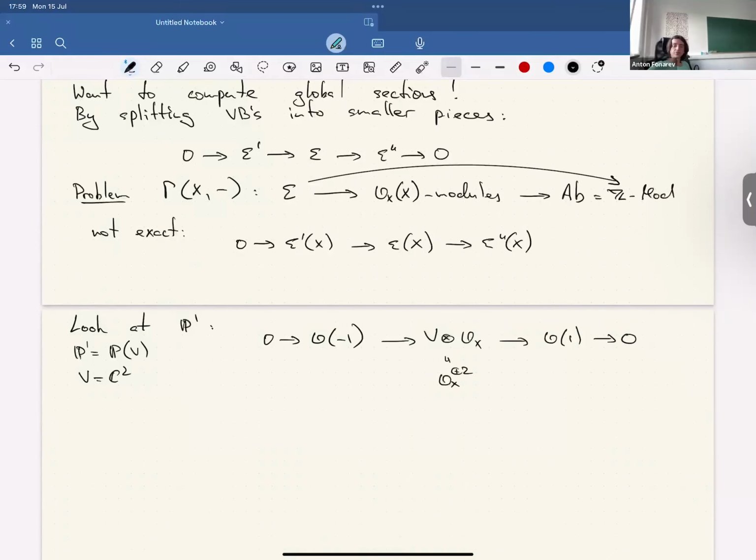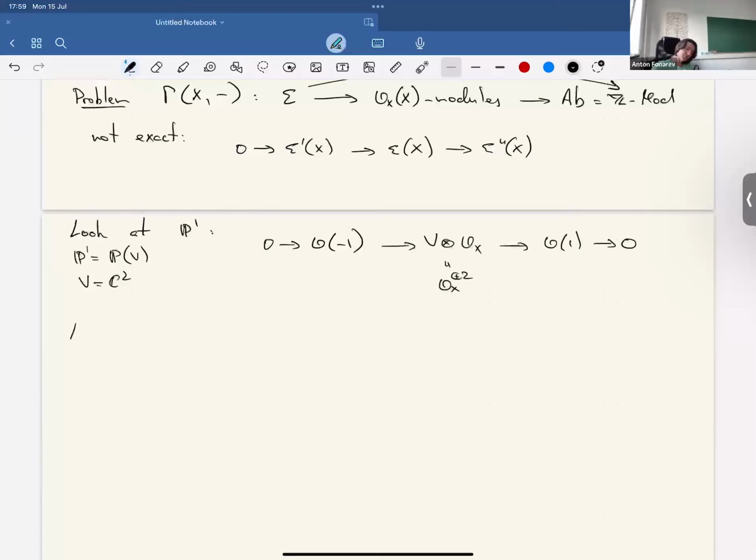So, a brief recollection of how line bundles on projective space work. Line bundles on projective space, say on P1 for simplicity, there are infinitely many isomorphism classes. To each integer Z, you associate a line bundle O of N. And what is this line bundle? It's trivial over each standard chart.